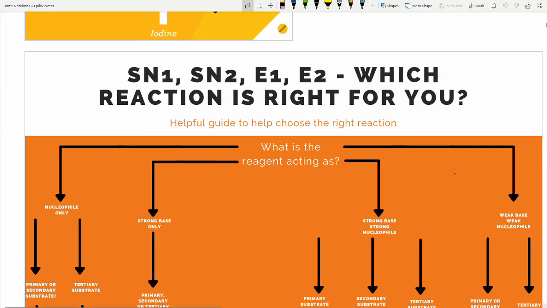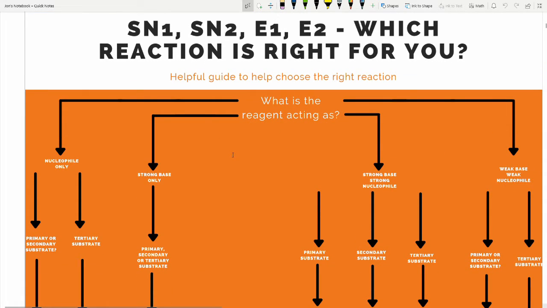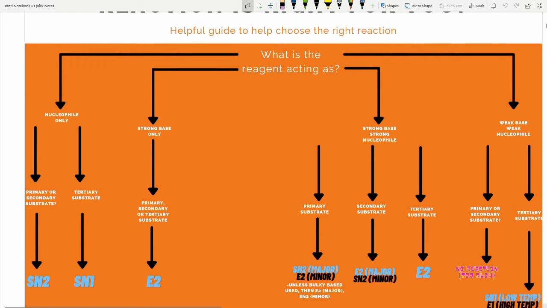Now each of these reagents, whether it's solely a nucleophile, solely a strong base, strong nucleophile, or a weak base, weak nucleophile, they have a potential to react with primary, secondary, or tertiary substrates. In the case where the halides and sulfur nucleophiles act solely as nucleophiles, for primary and secondary substrates, SN2 will be favored. Why SN2? That's because the nucleophile must be able to get into the substrate from the backside.